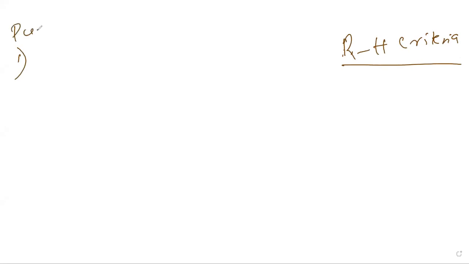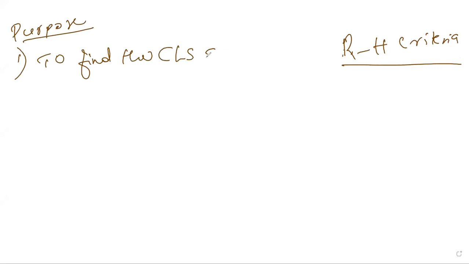Okay. So in the previous classes we discussed RH criteria. What is the main significance of this criteria? What is the main purpose of this criteria? To find the closed loop system stability.